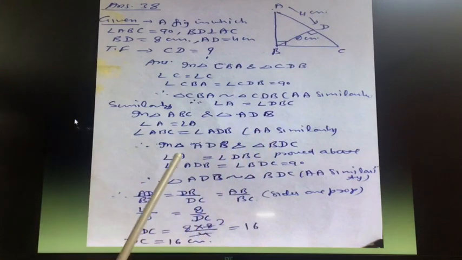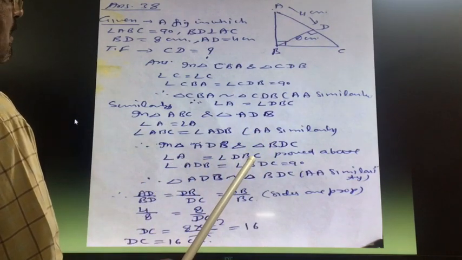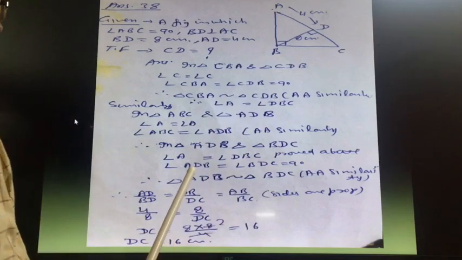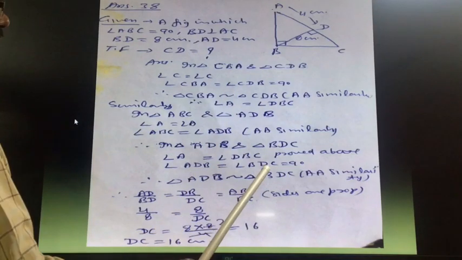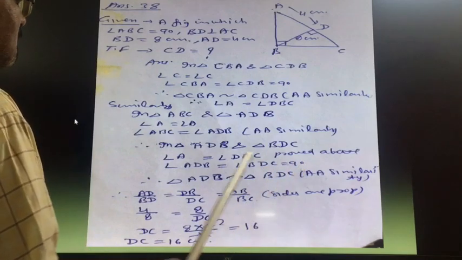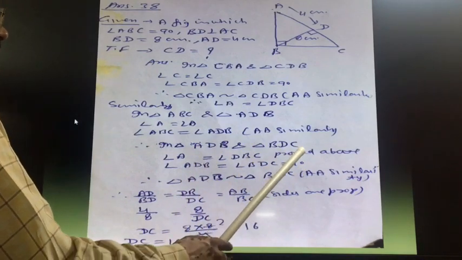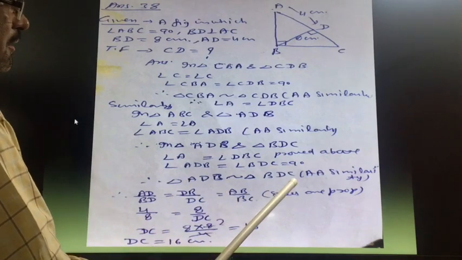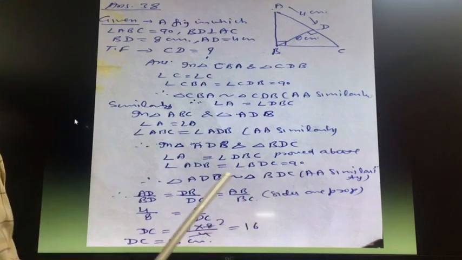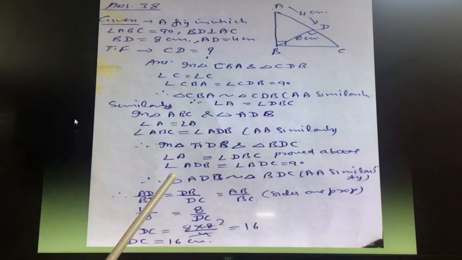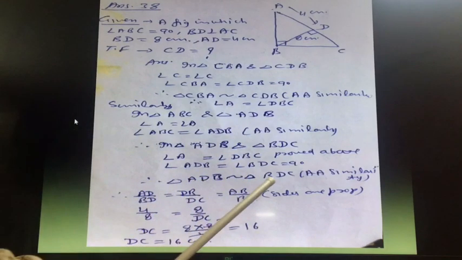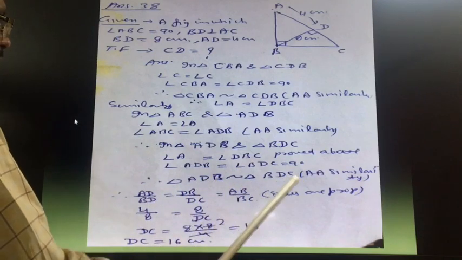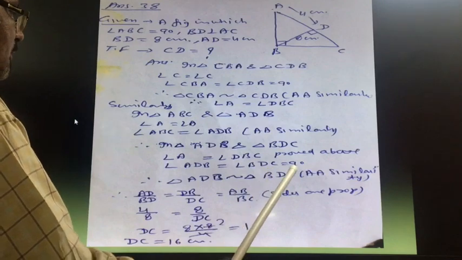In these two triangles, angle A is equal to angle DBC. It is already proved because these two triangles are similar. And after that, angle ADB is equal to angle BDC. This is 90. So two angles are equal, so triangles are similar. So triangle ABD will be similar to triangle BDC. Right? So because these two triangles are similar, then sides are proportional. So AD upon BD is equal to DB upon DC is equal to AB upon BC.